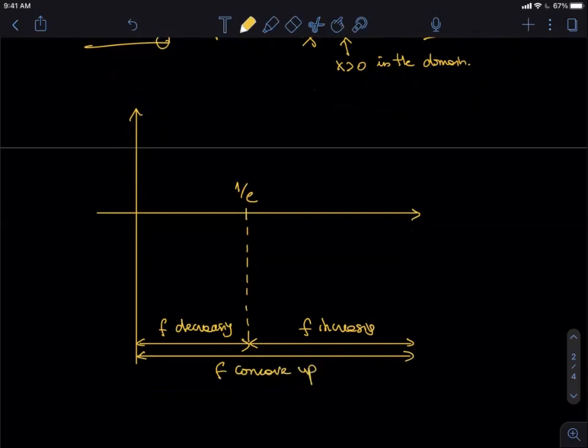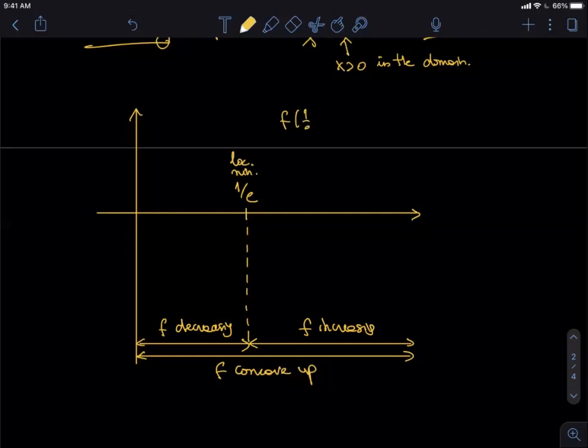Now notice, because the second derivative is positive at 1 over e, that is telling us that that point is a minimum point, a local minimum. Okay, that we already know. It may happen that it's an absolute minimum. Actually, it has to happen because f is concave up, so it cannot go down. Okay, to go down, the graph would need to bend and be concave down. But for that, we would need to have inflection points, which we know we don't have.